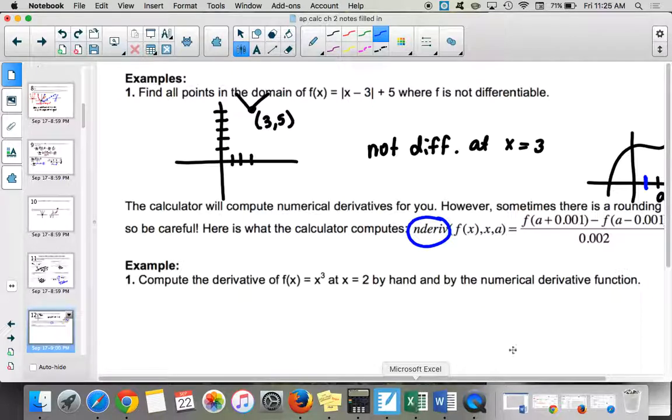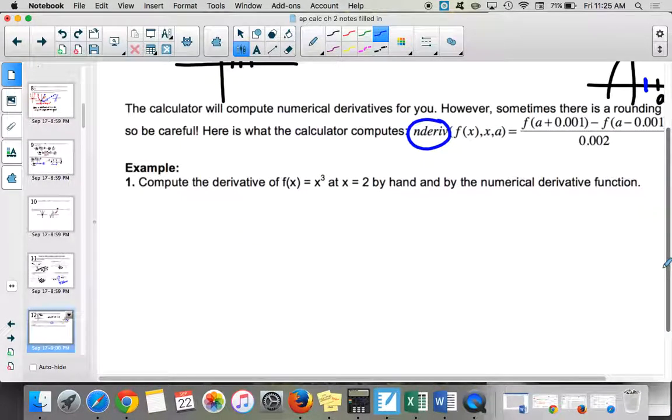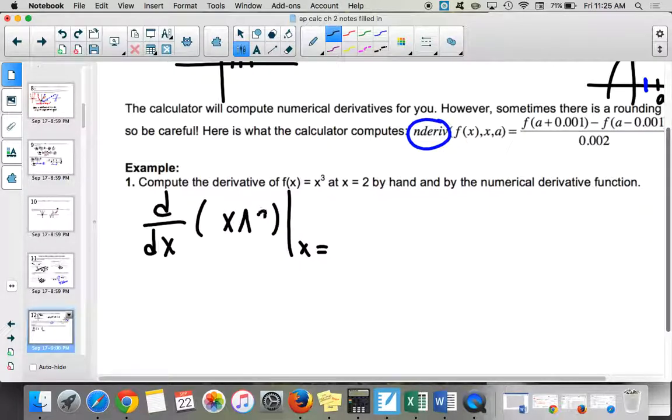Now, if you have a newer version of the calculator, here's what's going to pop up. It's going to say d something, with a parenthesis, and it's going to say x equals. You want to take the derivative with respect to x, so you put an x here. The function you're taking the derivative of is x to the third, at an x value of 2. That is read, the derivative of x cubed evaluated at x equals 2.